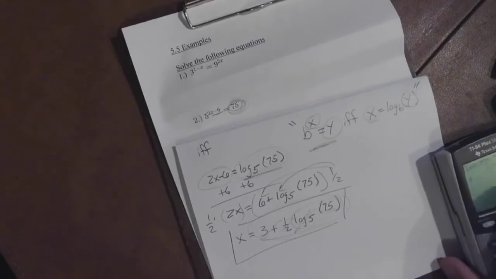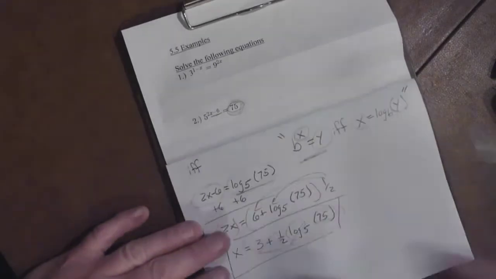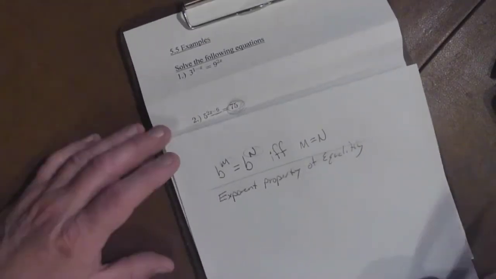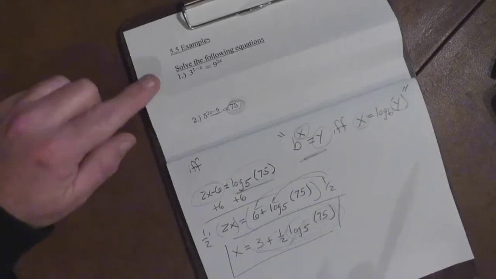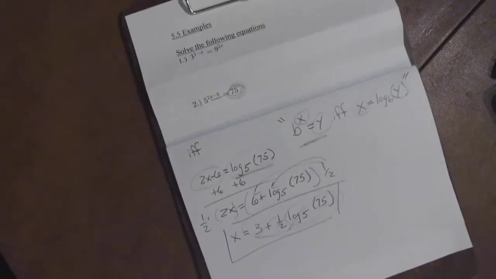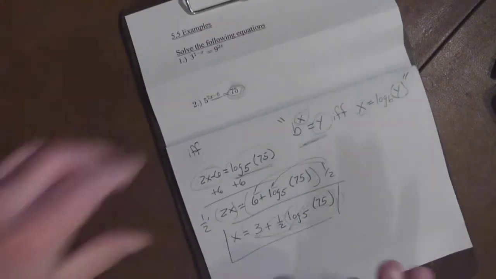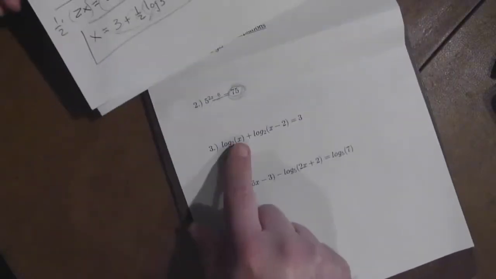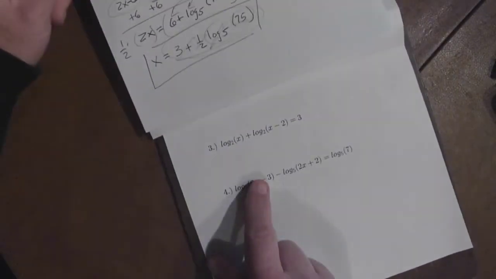So that's 2 quick examples that involve this property of equality, which we learn about in section 5.5, and also involves some of the other properties we've established for both logarithms and exponents. I'll be back in another half to this video where we'll look at solving these two logarithmic equations. I'll be right back.